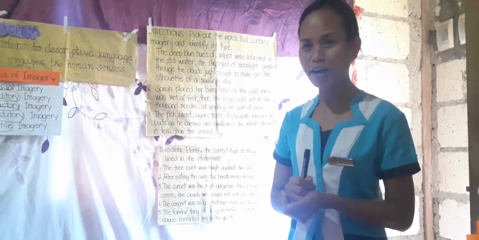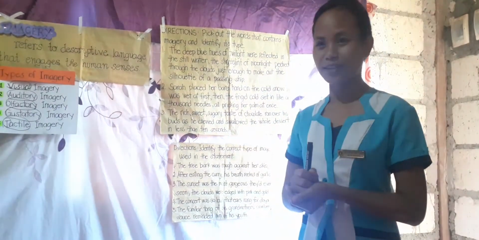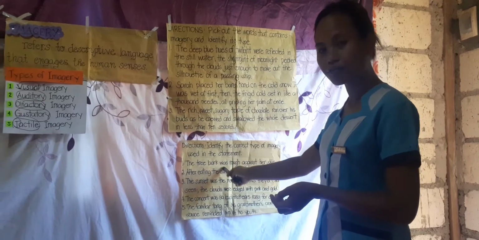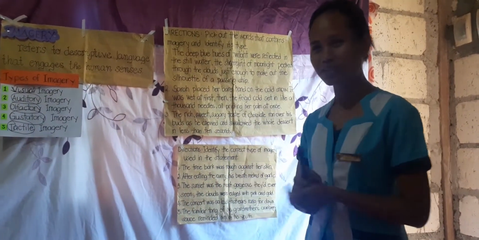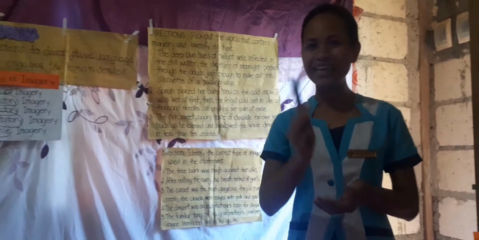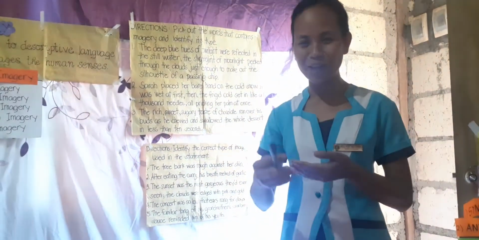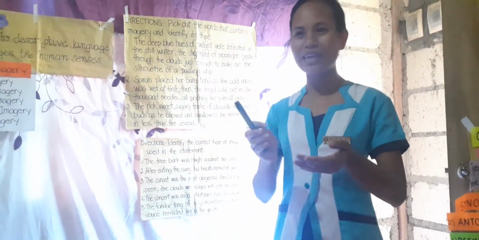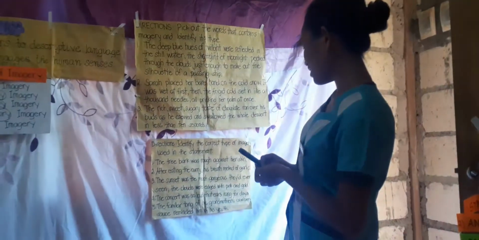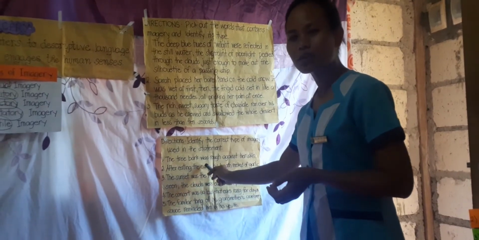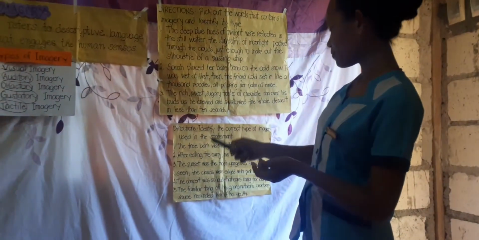Okay, for number 1, I want Carla to answer. Okay, what type of imagery is it? Okay, we have here the clue, that is tactile imagery. Very good. How about number 2? Yes, Anna. Okay, what type of imagery is it? Smell. Yes, olfactory imagery. Very good. Number 3. Yes, Joanne. Okay, most gorgeous. Yes, most gorgeous. It pertains to what type of imagery? Visual imagery. Very good.